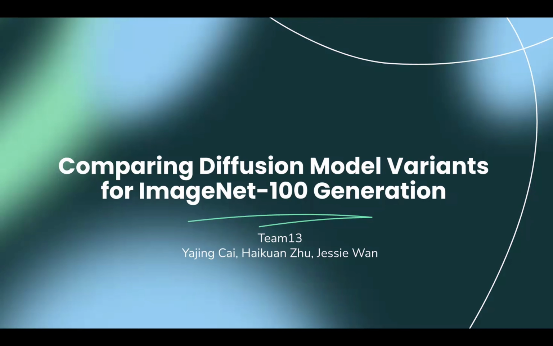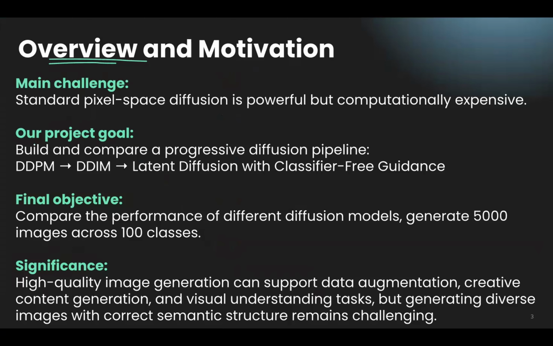So, hello everyone. Our project is about comparing diffusion model variants for the ImageNet 100 dataset image generation. Our project focuses on improving class conditional image generation with diffusion models. The main challenge is that standard pixel space diffusion, such as DDPM, can generate high-quality images, but it is computationally expensive because it requires many denoising steps.